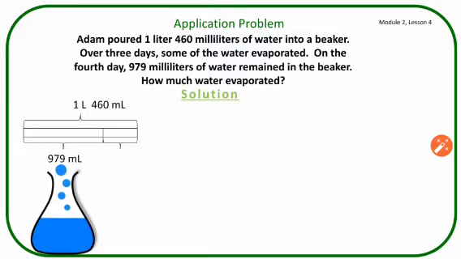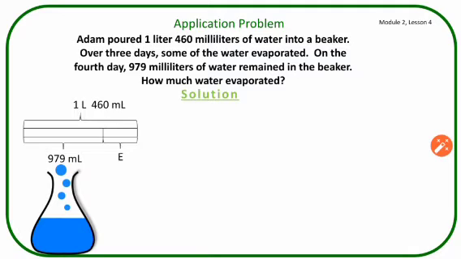So we are looking for the amount of water evaporated. So how much water evaporated? Let's represent that with the letter E. So we are looking for E. The total amount of water is 1 liter, 460 milliliter. And the one remaining in the beaker is 979 milliliter. So what do we do here? Addition or subtraction? Yes, we are going to subtract.